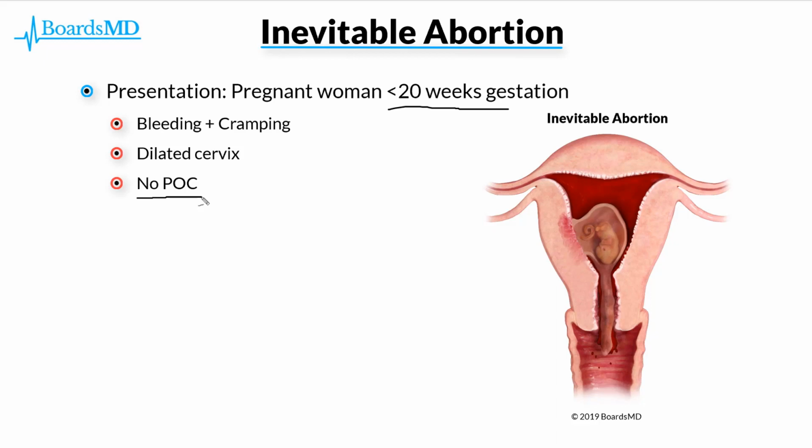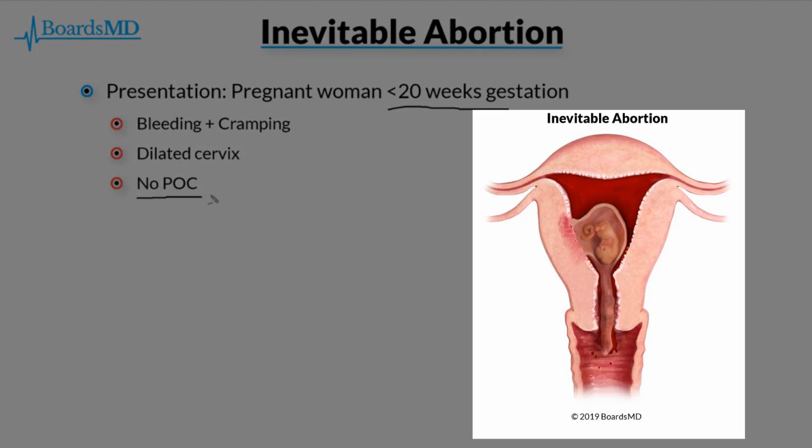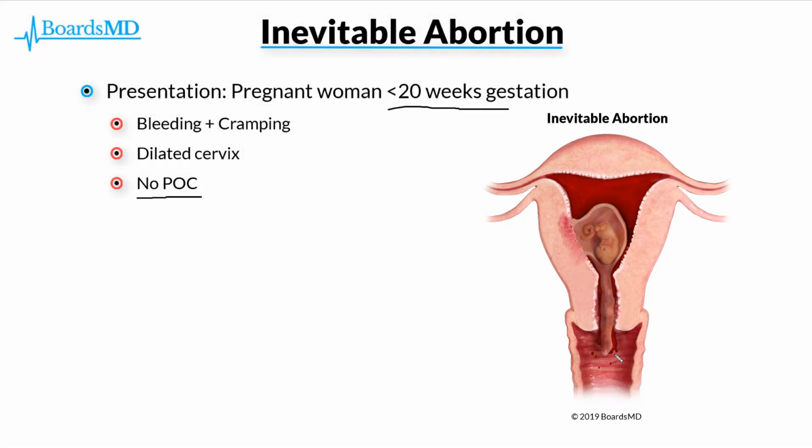As we take a look at our schematic on the right-hand side of the presentation, we can see that there is indeed bleeding into the vaginal canal. Additionally, there are no products of conception in the vaginal canal. However, we need to note here that the cervix is indeed open. Therefore, one could argue that if there is vaginal bleeding as well as an open cervix, it is essentially inevitable that an abortion is going to occur, hence the name inevitable abortion.